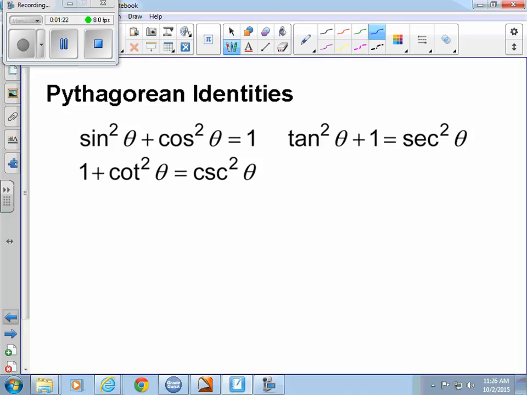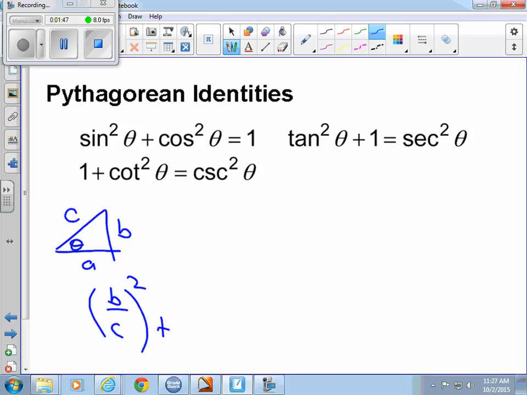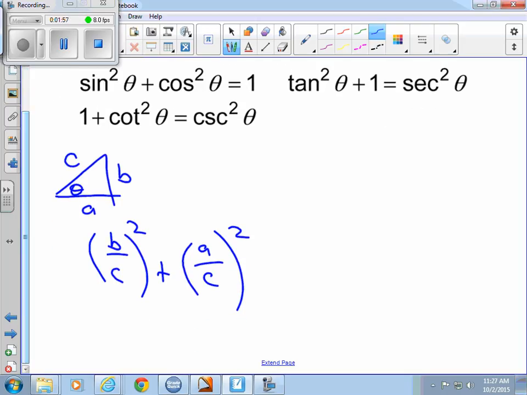These are called Pythagorean identities. I'm going to show you why they're called that. If I have a triangle ABC, what would sine of theta be? B over C, right? So sine squared. What would cosine be? A over C. Everyone agree so far? Need to write that down.